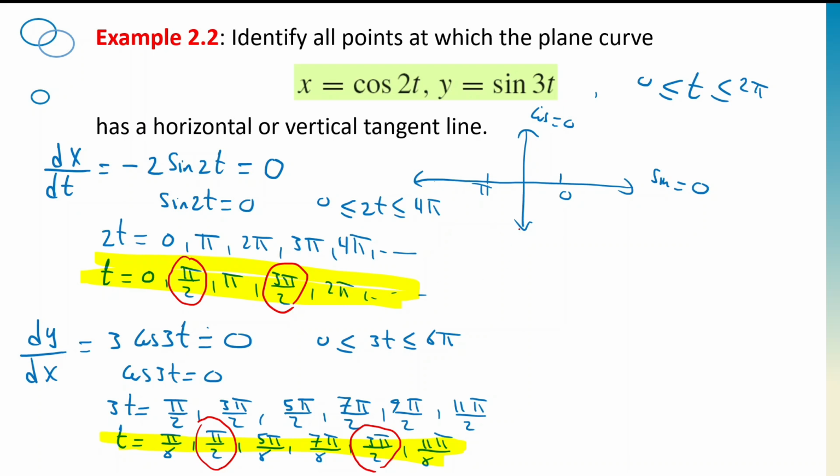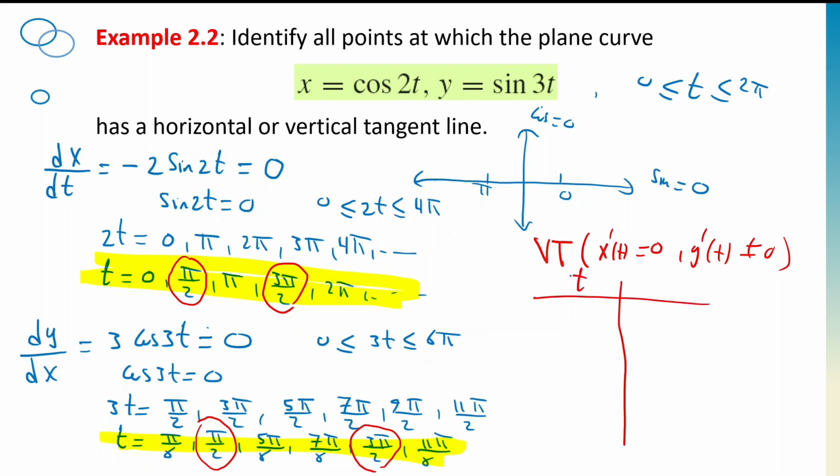No need to include them. Now what do we need to find? The vertical tangent. When do we have a vertical tangent? If it is undefined, so x prime of t equals 0 and y prime of t does not equal 0, which is basically at which t? Let's try. I'll take the values for t: 0, pi, 2 pi. We could continue, but it would all be repeated.